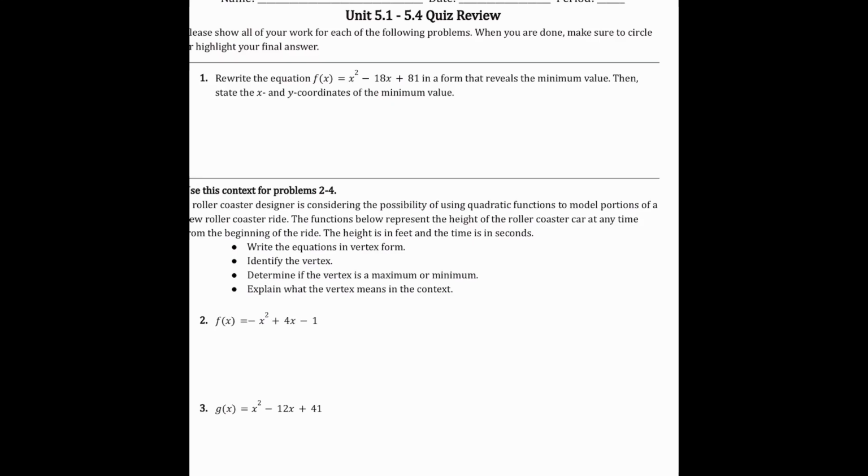On to 5.4 quiz review. Starting with number 1, rewrite the equation f of x equals x squared minus 18x plus 81 in the form that reveals the minimum value. Then state the x and y coordinate of the minimum value.